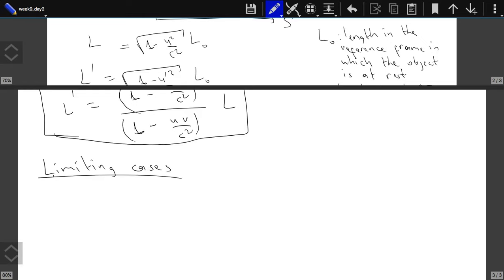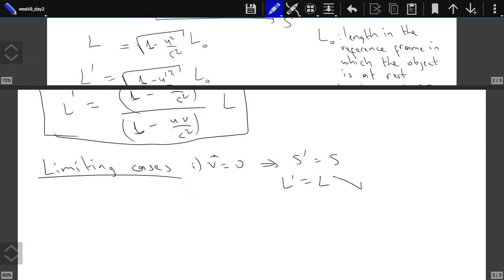V is equal to 0. Well, if V is equal to 0, it just means that S prime is equal to S. They are the same reference frame. So L prime is equal to L. Check.